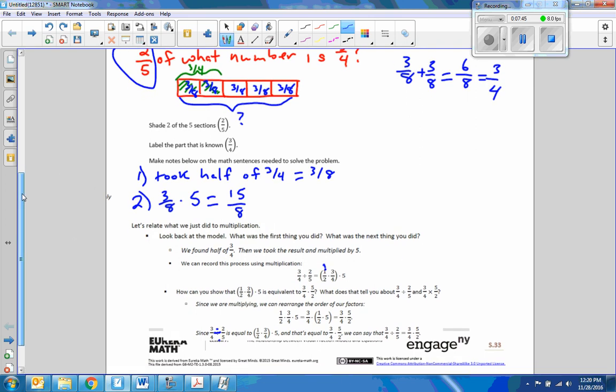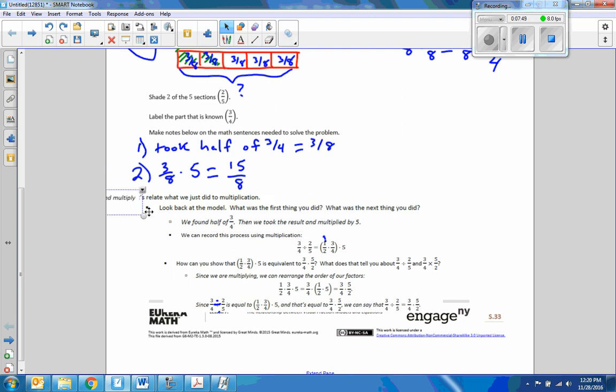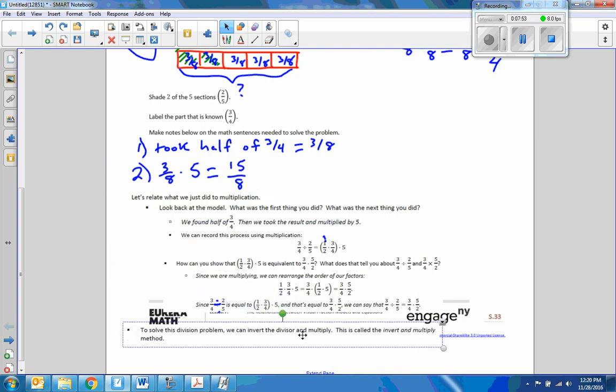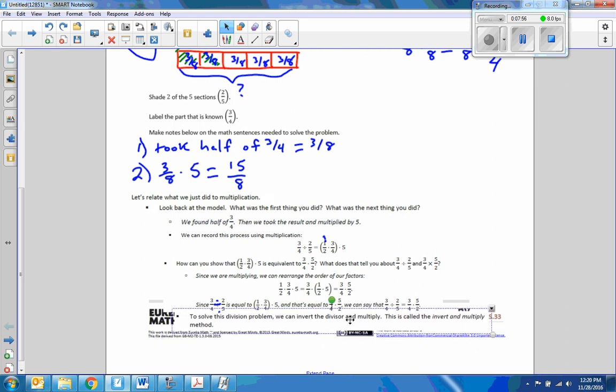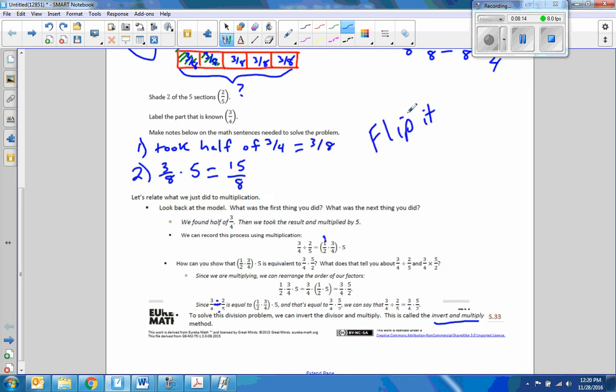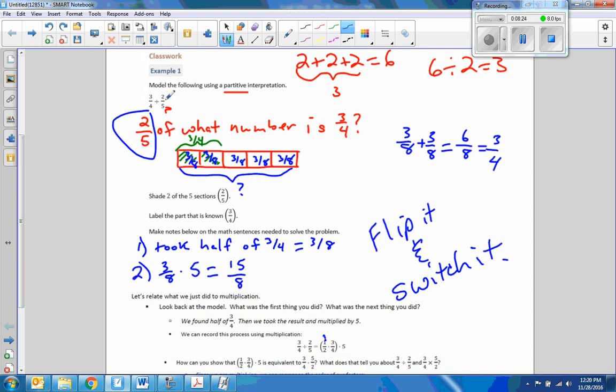Okay? And finally we're leading up to something here. And that is, to solve the division problem, we can invert the divisor and multiply. This is called the invert and multiply method. I call it, and you've heard me say it in class, flip it and switch it. Okay, so in other words, we have a division problem, and we're going to flip this and multiply. So 3/4 divided by 2/5 is the same as 3/4 times 5/2.